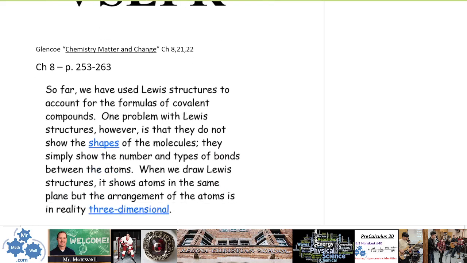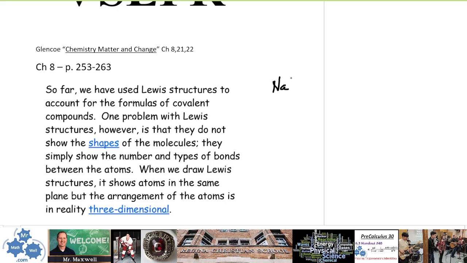So, in your notes in front of you, you should have notes that will have some blanks that you can fill in. This is the opener here. It says, so far we've used Lewis structures to account for formulas of covalent compounds. Now, we haven't done a whole lot of that. You know what Lewis structures are. We did a little bit of this.